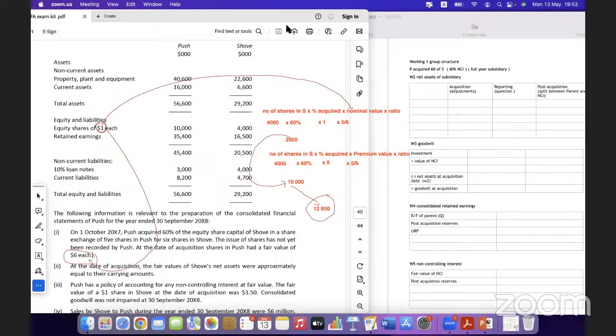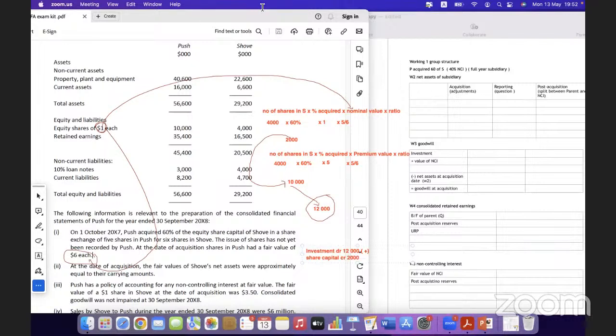Right now, guys, let me teach you how to do the double entry, because the paper said the issue has not yet been recorded by Push. The parent forgot to record these. So if you forget to record, this is how the double entry will work. Now, why are we giving a share exchange? To buy the subsidiary. So therefore, the double entry will be investment account debit by 12,000, meaning plus 12,000. Then you're issuing shares, no? So therefore, share capital will become credit 2,000.